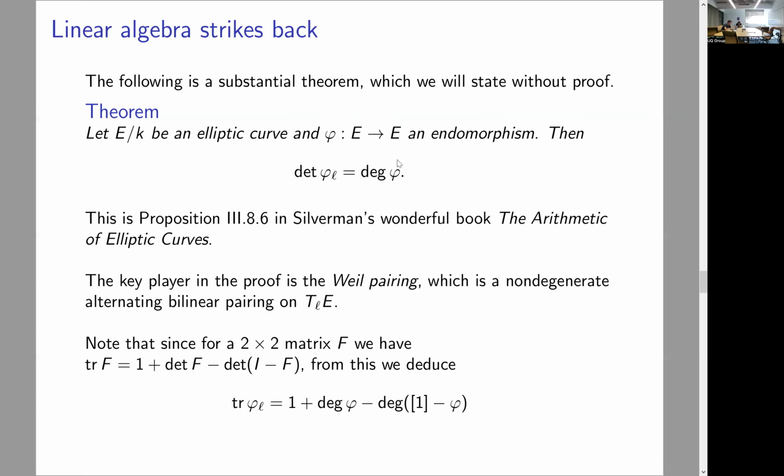And so using the theorem, a corollary is that the trace of this matrix phi_L is 1 plus the degree of phi minus the degree of the identity minus phi. There is one thing to be said here: the map taking an endomorphism to an induced matrix is a ring morphism, so it plays nicely with things. 1 goes to the identity matrix, differences go to differences, so that's all fine. But again, not only is this determinant independent of L, so too is this trace. Very nice.